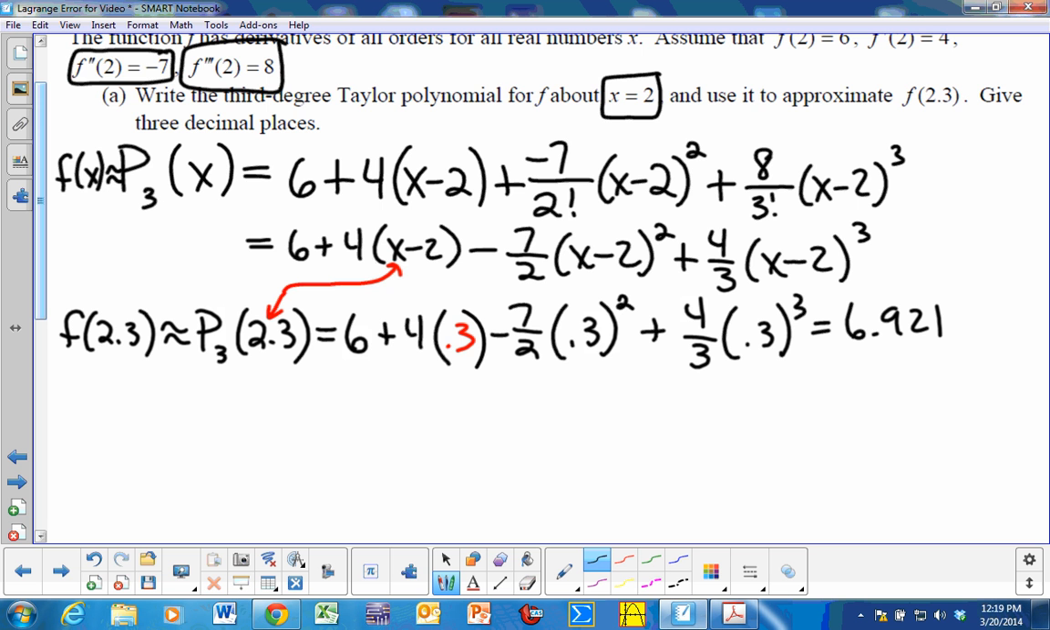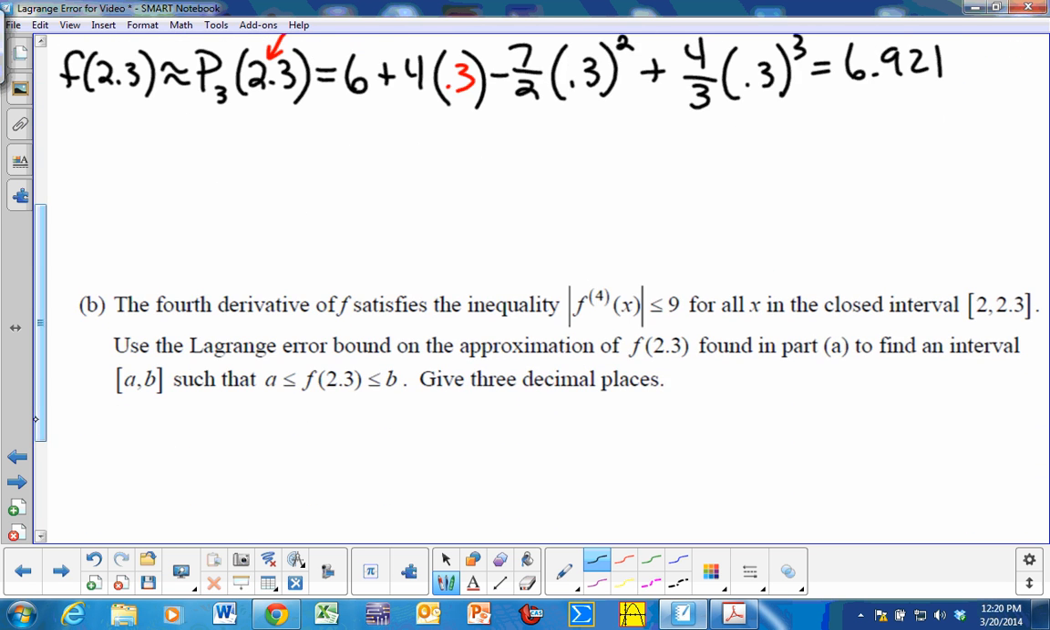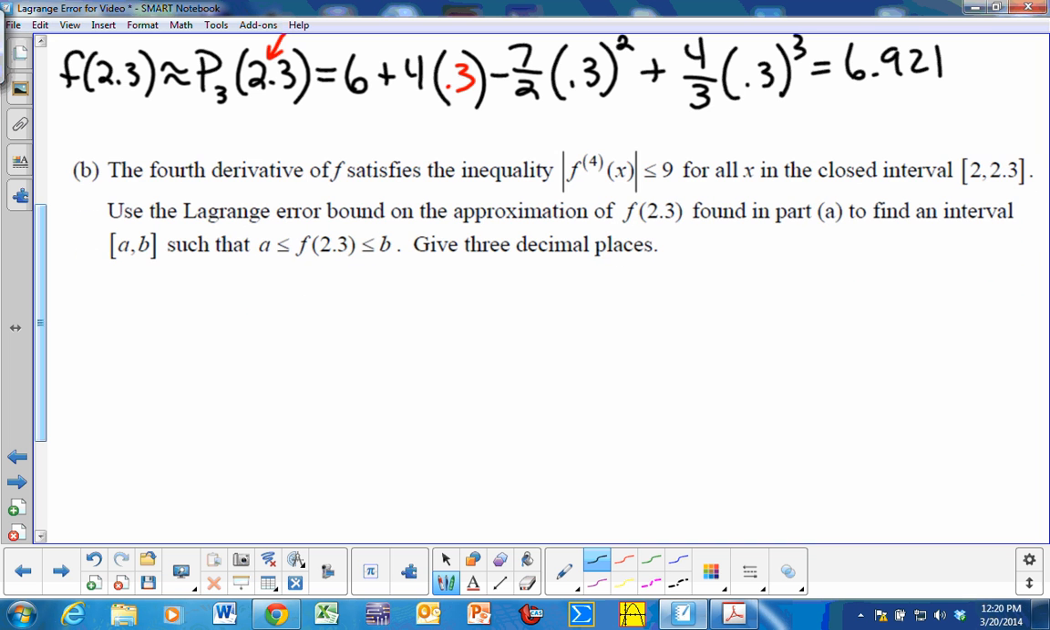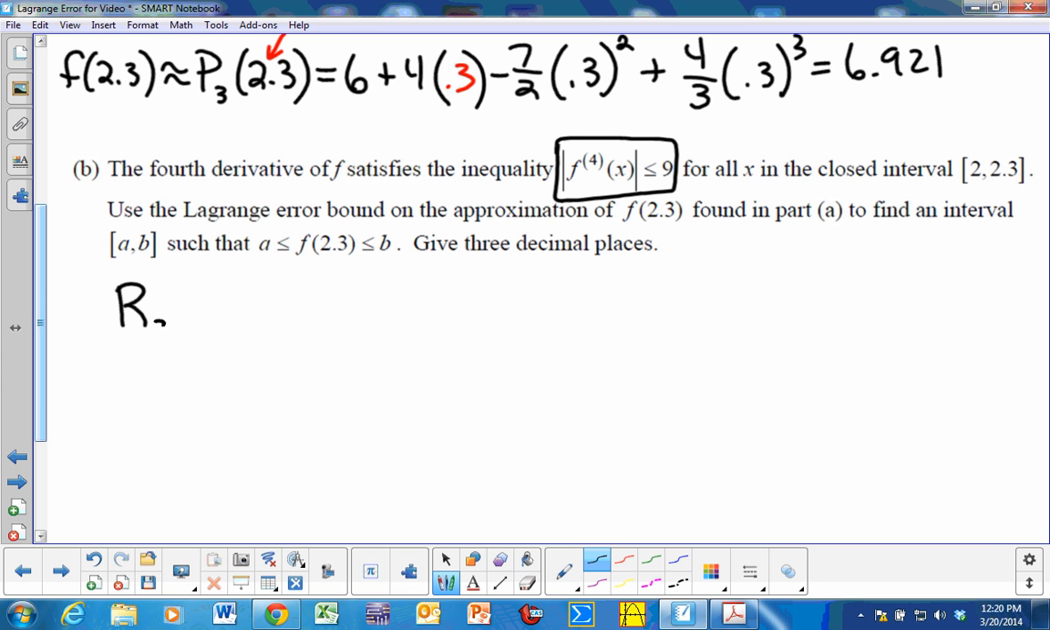So that's what it said first. Just give that approximation to 3 decimal places. And so there we go. Now it says, okay, so let's say that we know that the fourth derivative satisfies this inequality. We know that the fourth derivative is less than or equal to 9 in the interval 2 to 2.3. Now we want to write that error bound. So we want the remainder for a third degree polynomial at 2.3.